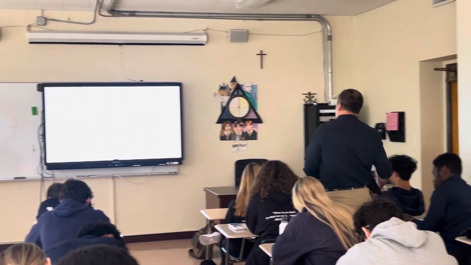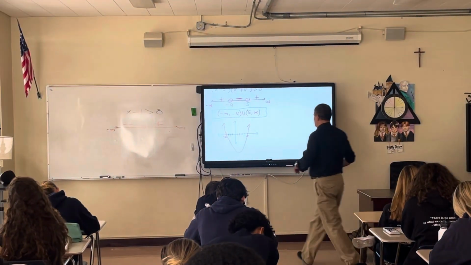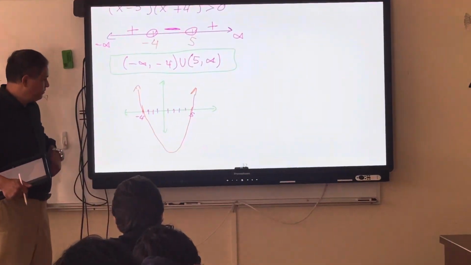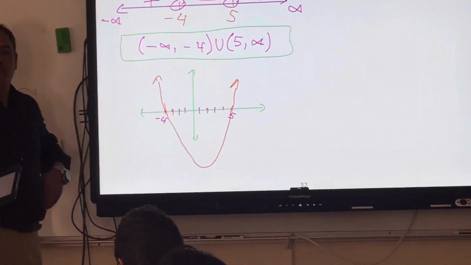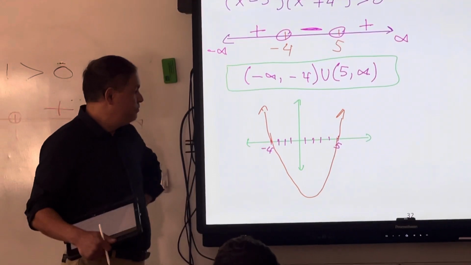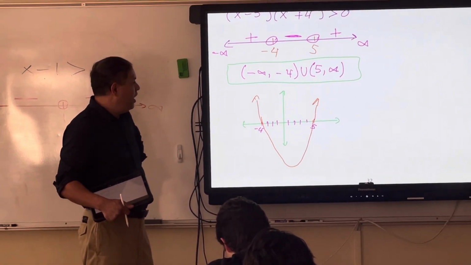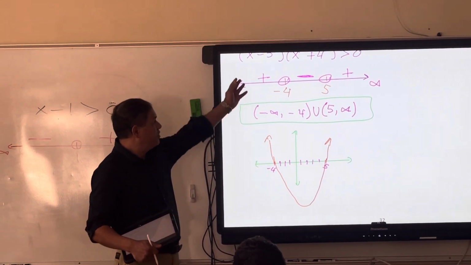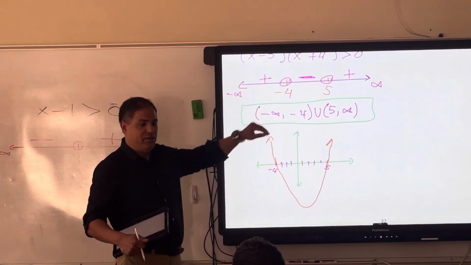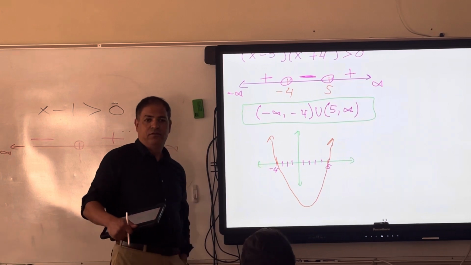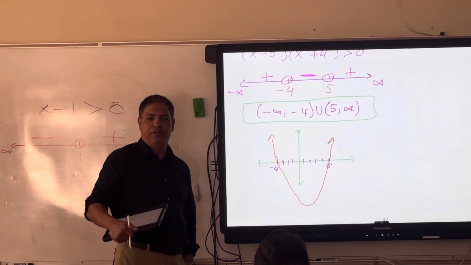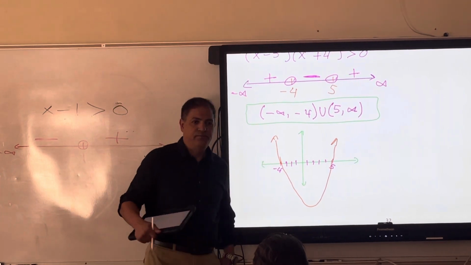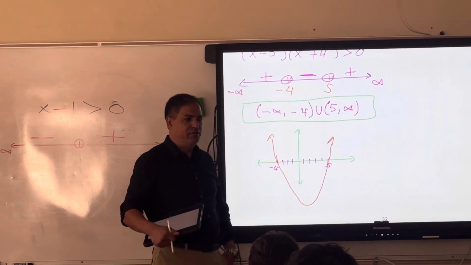So you have something similar to my graph. Now, if we were to solve this inequality graphically, looking at the graph, and the question says the inequality is greater than 0, which part of the graph will be positive? Which part of the graph will be negative? Which part of the graph will be 0? Tell me. Look at the graph.